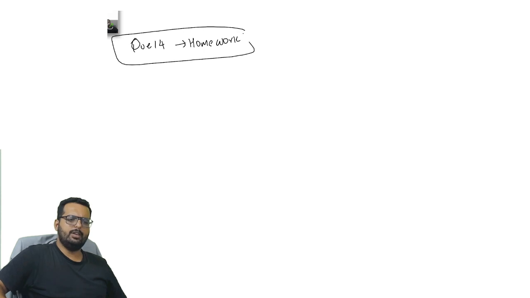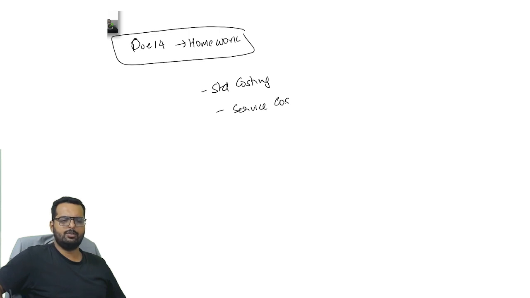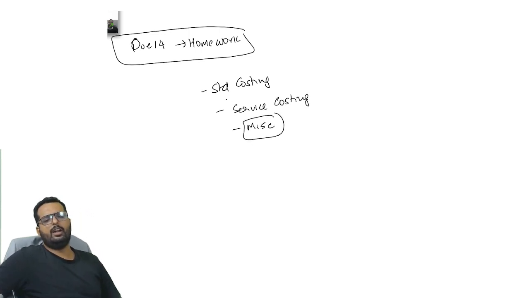So friends, on my side, what is pending now? I think once we finish standard costing, we have to only cover one more chapter called service costing. Then there is some miscellaneous to be covered, and we are done 100% of costing syllabus.